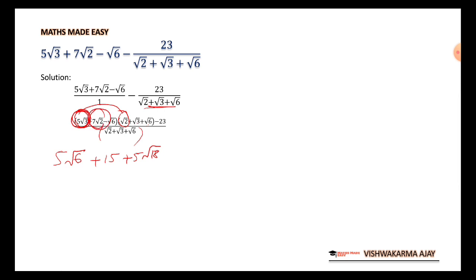7 root 2 times root 2: root 2 times root 2 will become 2, and 2 times 7 is 14. 7 root 2 times root 3 is 7 root 6. 7 root 2 times root 6 is 7 root 12.